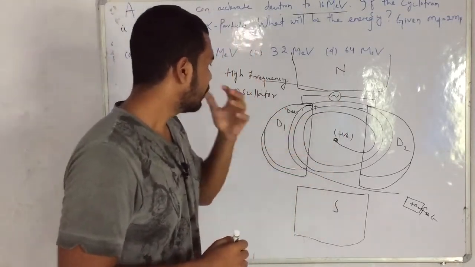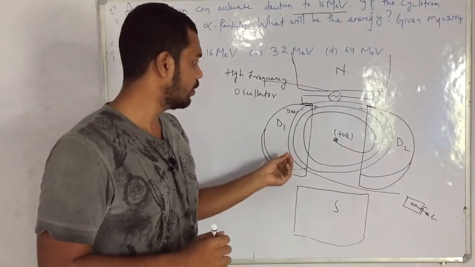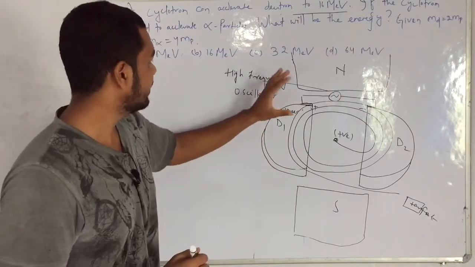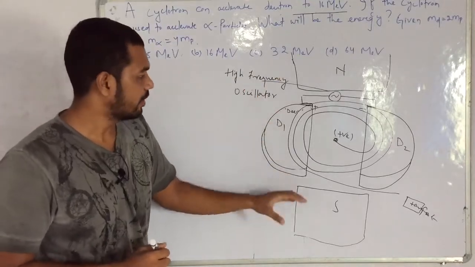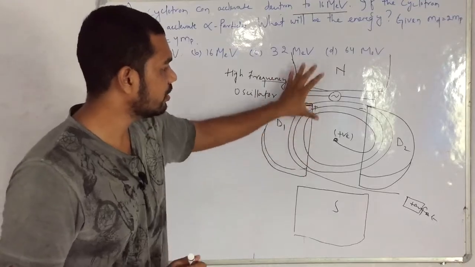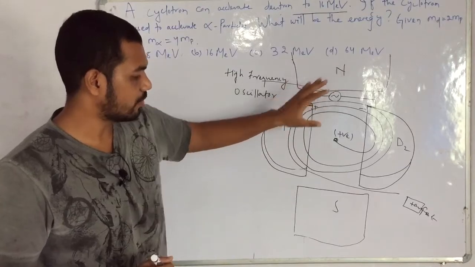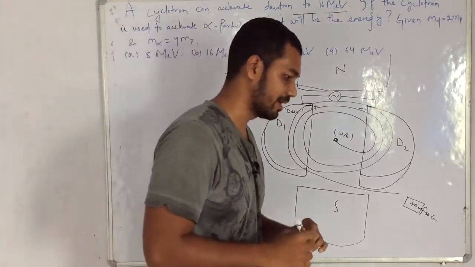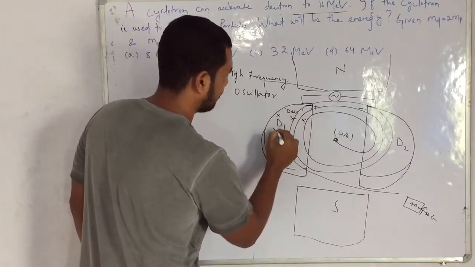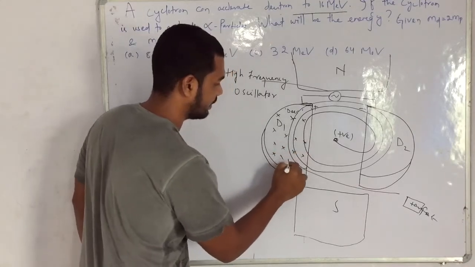Here we have taken two D-shaped hollow sheets of metal electrodes which are connected by a high frequency oscillator, and these D's are placed in between the electromagnet, this is the north pole and the south pole of the electromagnet, which provides the static magnetic field into the vacuum of the D's.